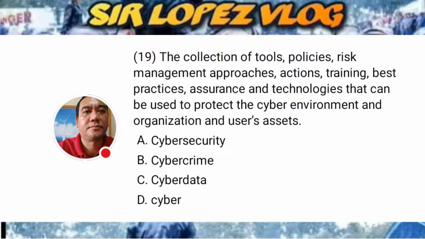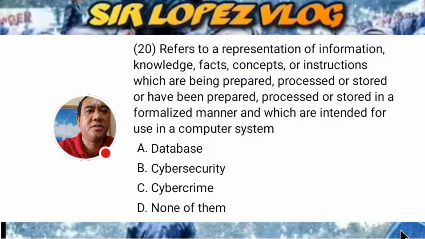20 refers to a representation of information, knowledge, facts, concepts, or instructions which are being prepared, processed, or stored, or have been prepared, processed, or stored in a formalized manner and which are intended for use in a computer system. A. Database. B. Cybersecurity. C. Cybercrime. Or letter D. None of them.